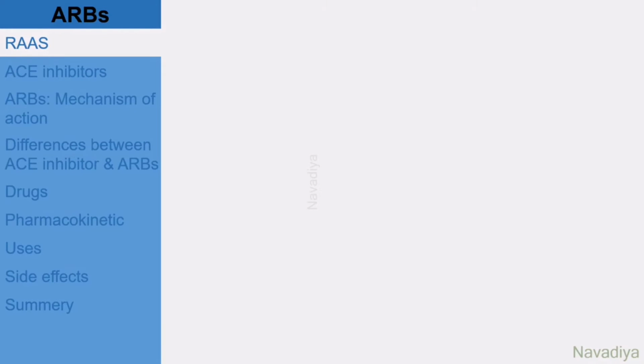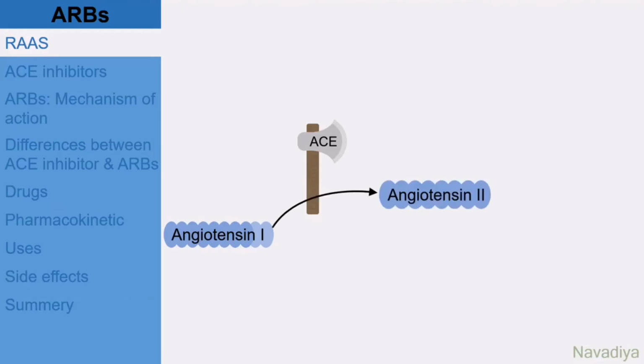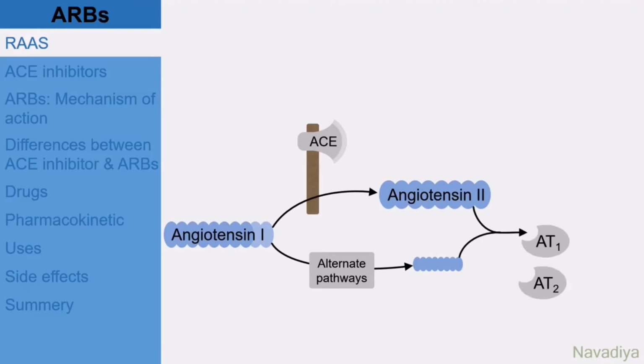In the video on the renin-angiotensin-aldosterone system, we have seen that angiotensin 1 is converted by angiotensin converting enzyme, also called ACE in short, into angiotensin 2. A point that I want to add here is, apart from ACE, there are also other pathways through which angiotensin 2 is synthesized. Now, there are two subtypes of angiotensin receptors, AT1 and AT2.